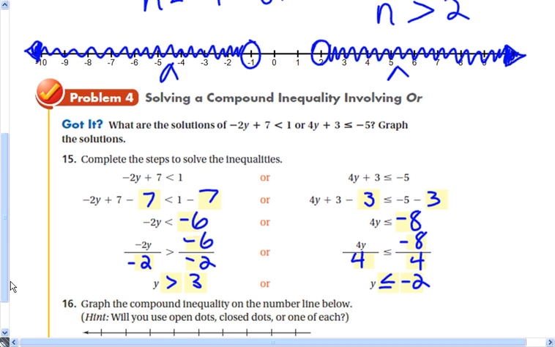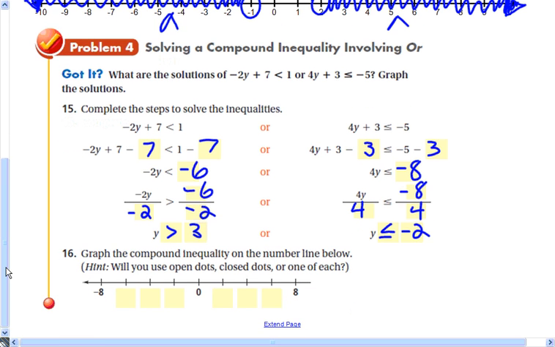And then we're going to graph it. It says hint, we'll use open dots, closed dots, or one of each. Here, we're going to have to use one of each. We're going to put an open dot on the 3. So let's see, 2, 4, 6, 8, negative 2, negative 4, negative 6, negative 8. So y is greater than 3. Put an open circle about where the 3 is. And put the arrow to the right for greater than. Put a solid circle on negative 2 and arrow to the left for less than.